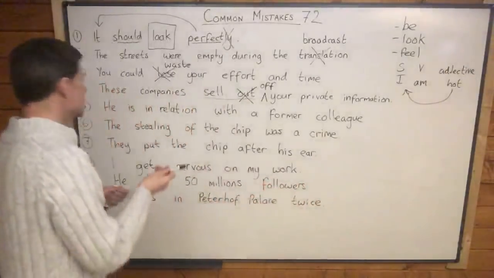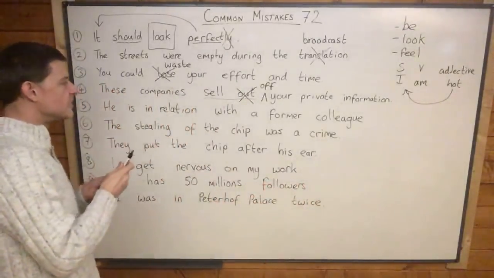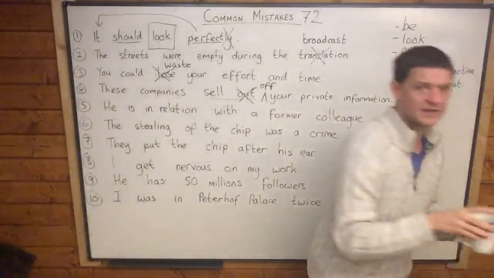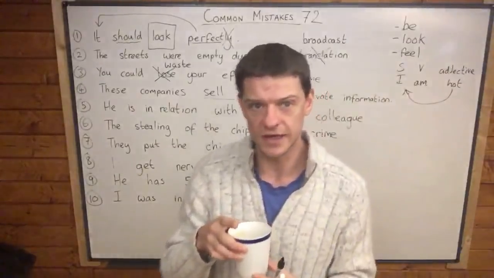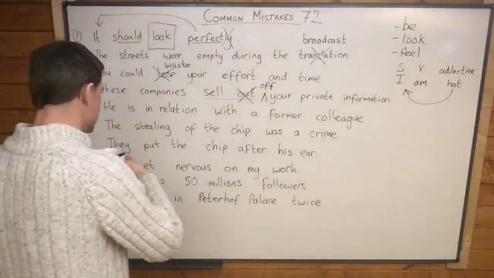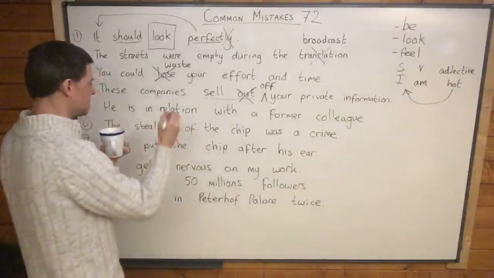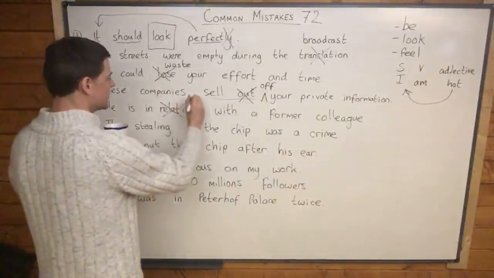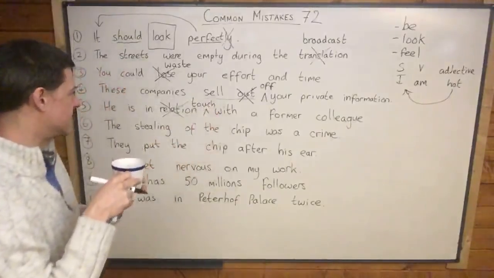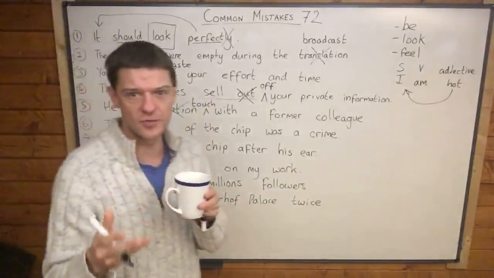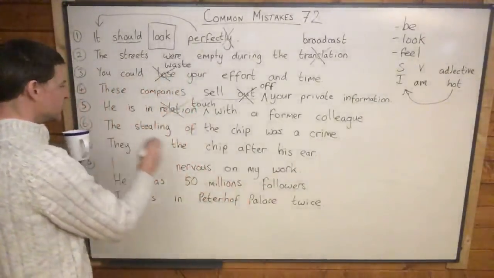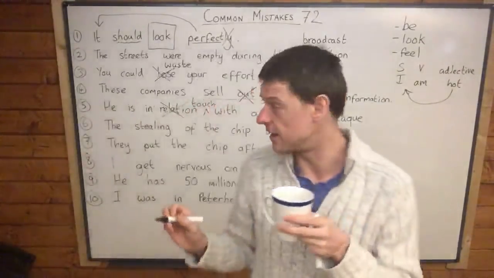Number 5, he is in relation with a former colleague. Now the student here meant to say that the person is still talking to the former colleague. So the idiom or the phrase that we use is not in relation with, it's in touch with. So this is a vocabulary mistake again. He is in touch with a former colleague. Sounds much more natural.